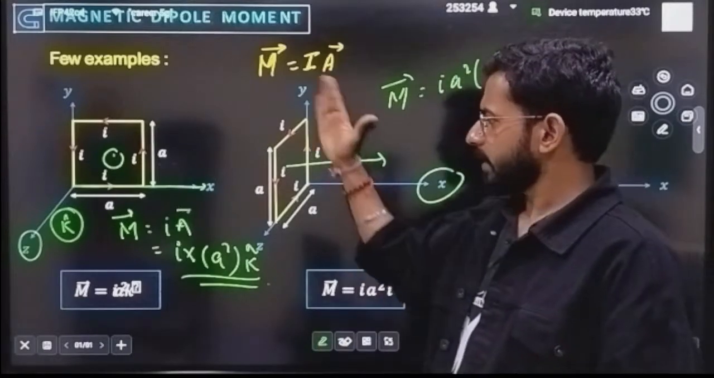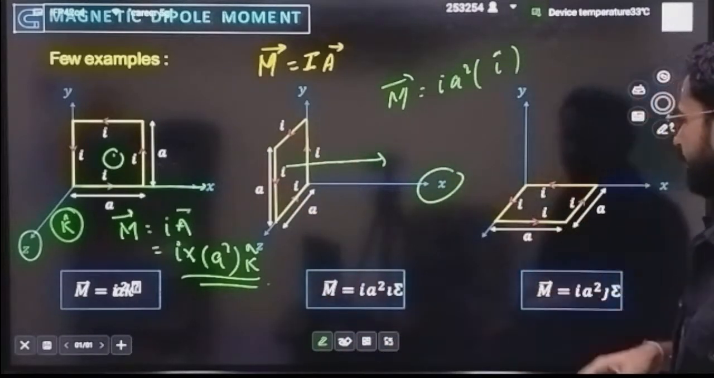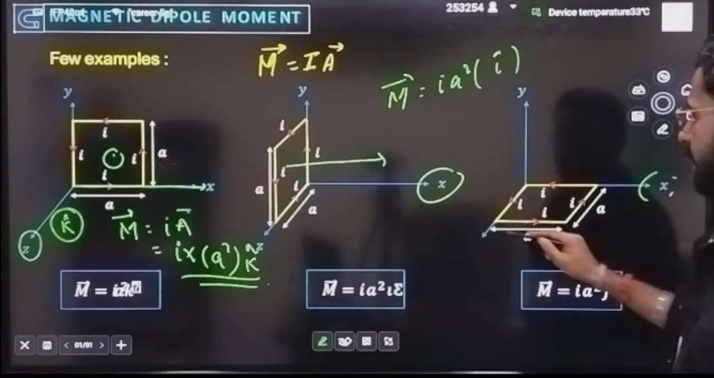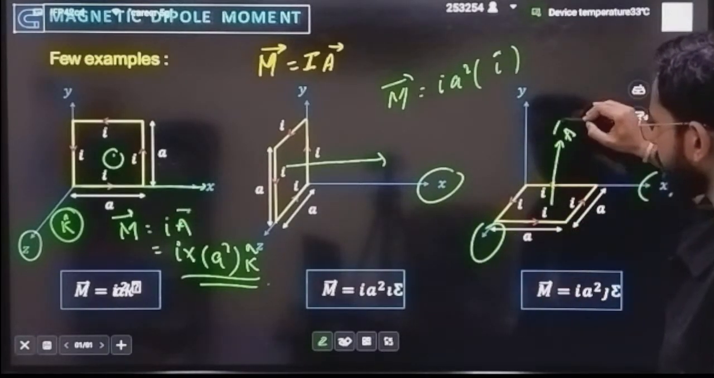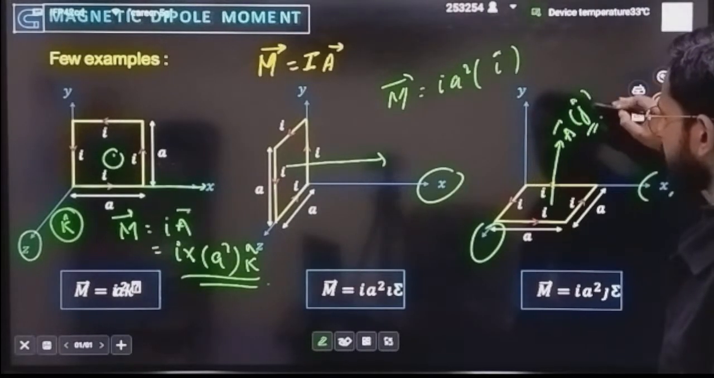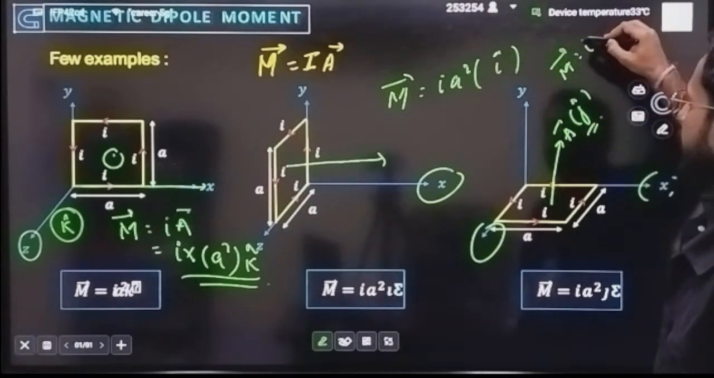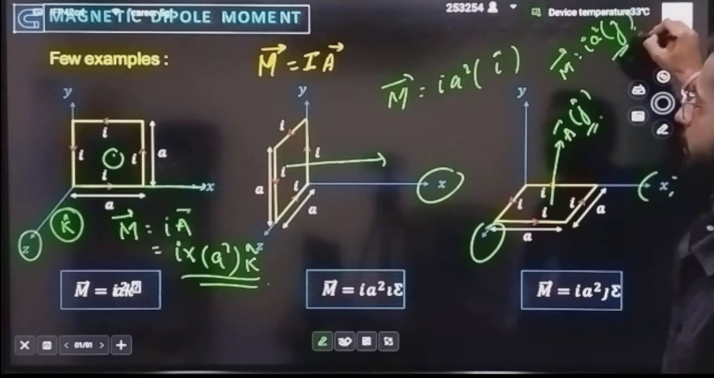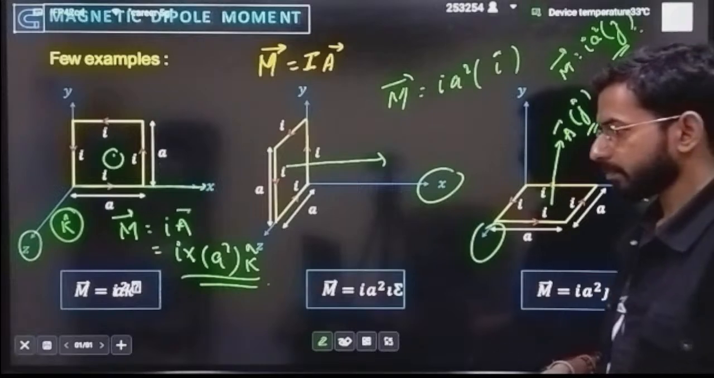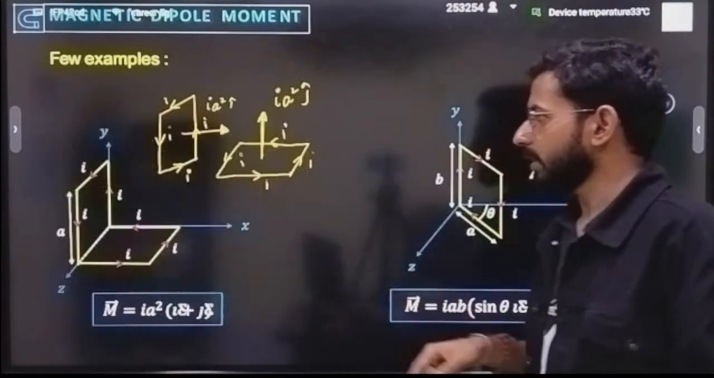Or also curl your finger in the direction of current, you will be having again i cap. Here again, it is kept in the xz plane. If it is kept in the xz plane, it is going to give you the area vector in the positive j cap. That means what is the magnetic moment, students, you are going to write for this case? You will be writing current I into a square multiplied by j cap. Correct? This is what we are going to attempt, and let's see some other cases also.